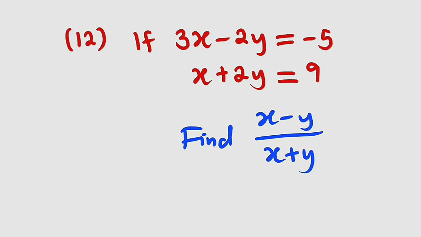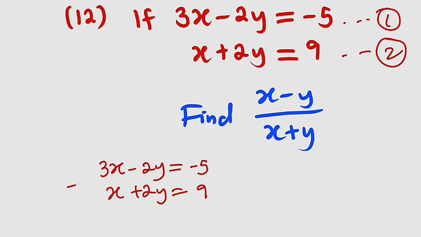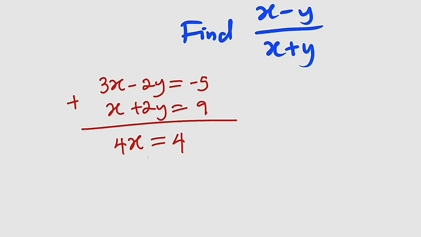First of all, I would like to solve for x and y from this particular system of equations. Let me call this one equation number 1 and this one equation number 2. I would like to add equation 1 and equation 2 together. So we have 3x minus 2y equals negative 5, and x plus 2y equals positive 9. Remember, we are adding. So this plus this will give us 4x. This plus this will give us 0. We move to the right. This plus this will give us positive 4. Then as you divide both sides by 4, you have x equal to 1.